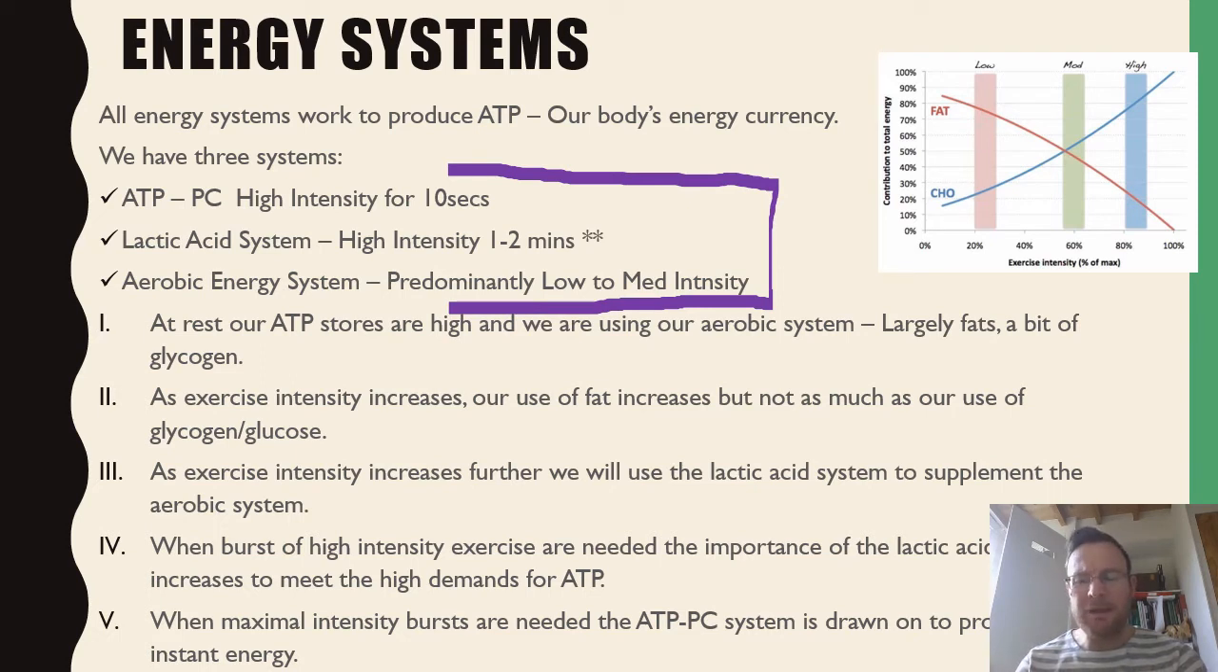So whenever we eat food, let's say we're eating carbohydrate, protein or fat, essentially what we're doing is we're fueling our energy systems to create ATP, adenosine triphosphate.